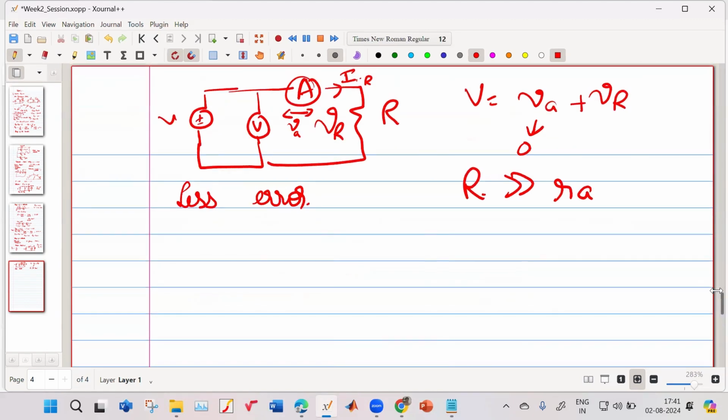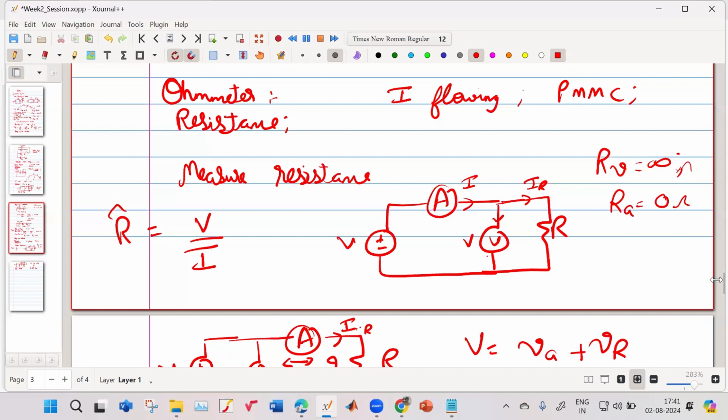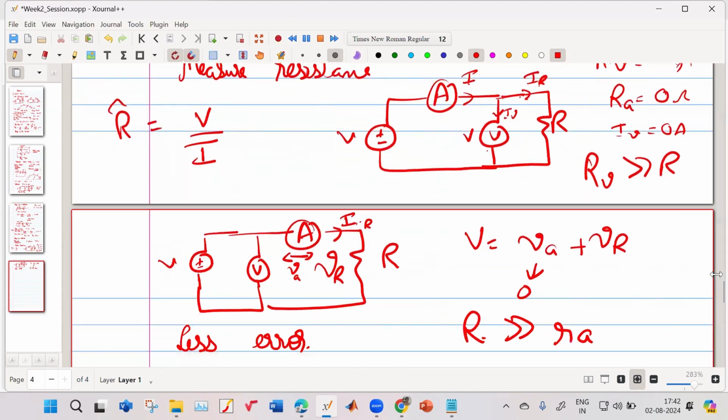And in the previous case, in this connection, the current to the ammeter is getting divided into IR and some IV. We want IV to be low. Ideally IV should be 0, but it is not. But in this case, it will be negligible in comparison to IR if the resistance of your voltmeter is much greater than the resistance to be measured. So we can use either of these two circuits depending on the range of the resistance which you want to measure.